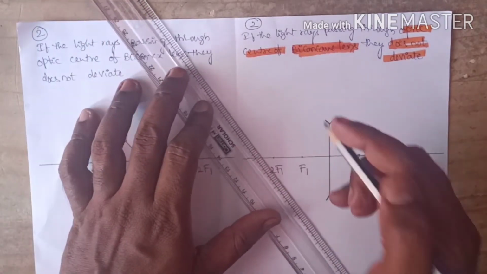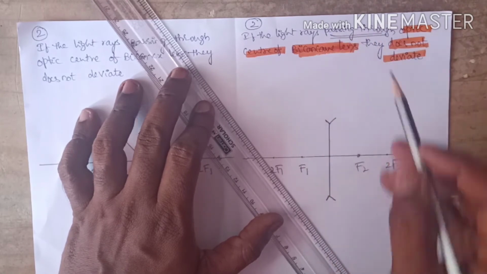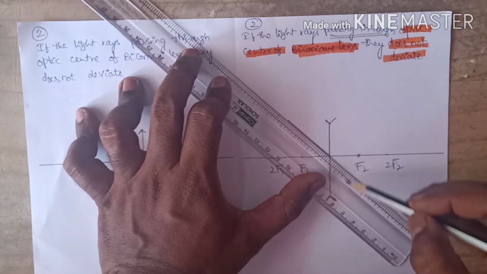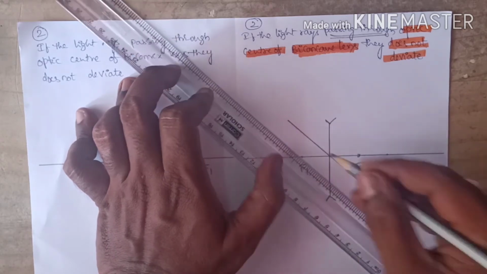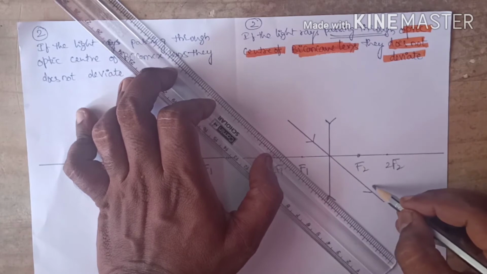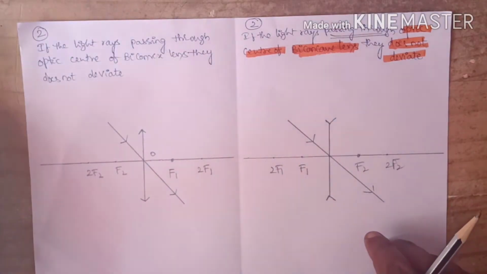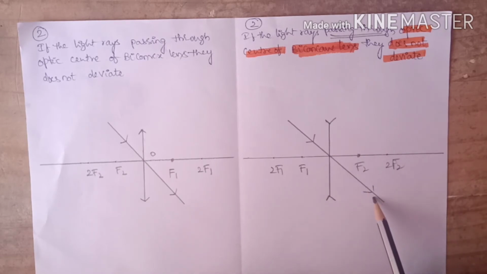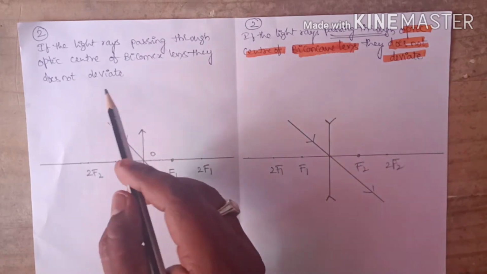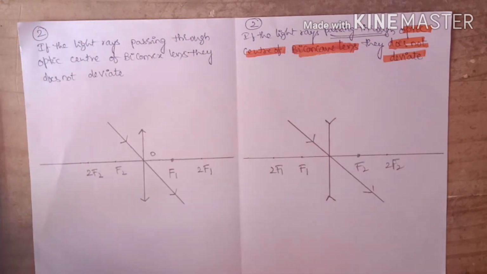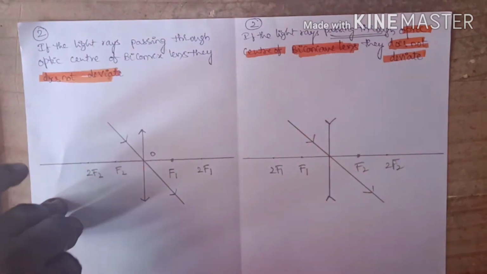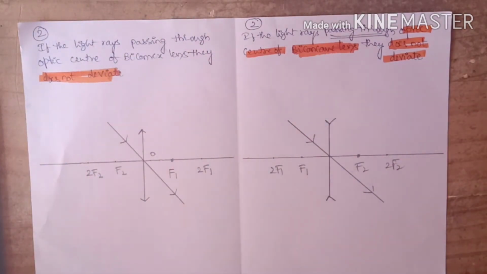Now the light rays are traveling through the optic center, means like this at a certain angle. Whenever the light ray travels like that, it does not deviate, means here the light ray travels in a straight line. From this case we should understand that any light ray traveling through the optic center does not deviate. Any light ray traveling through the optic center does not deviate, whether the lens is a biconvex lens or a biconcave lens.